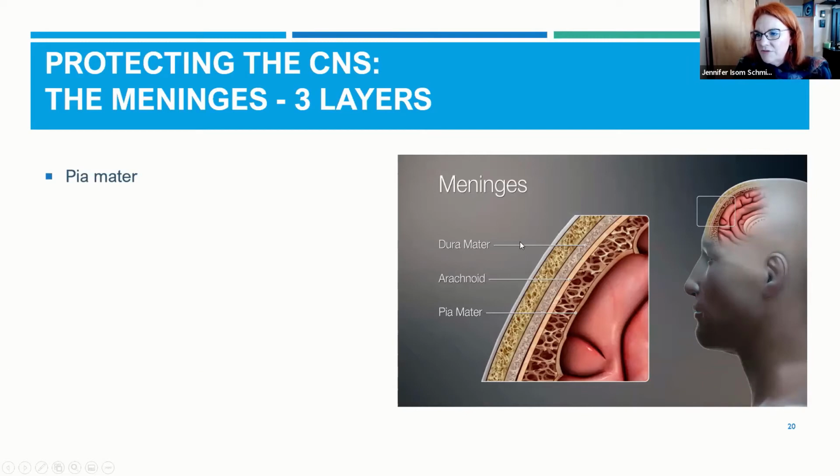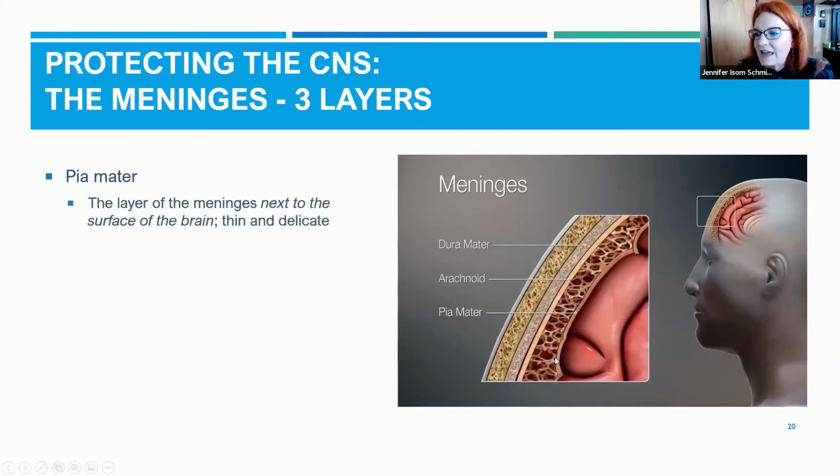Okay, so here's just another view where you've got the meninges and you've got the bony skull here. We've got the dura mater, it's the thickest, the arachnoid, and then you've got that subarachnoid space. And then finally the pia mater, which is that delicate layer that lies just on top of the cortex.